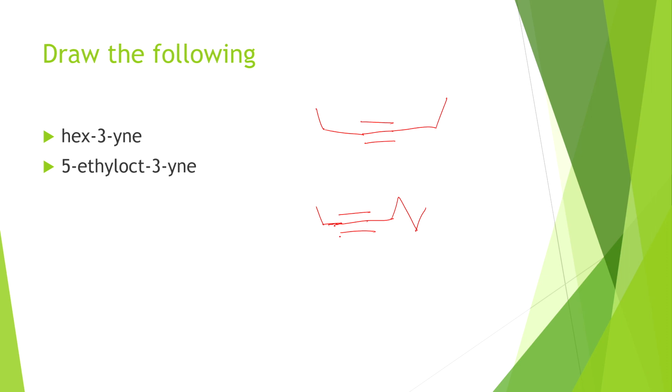And now let's draw the 5-ethyl. 1, 2, 3, 4, 5. This is the fifth carbon, so let's draw an ethyl group here. And this should be 5-ethyloct-3-yne.